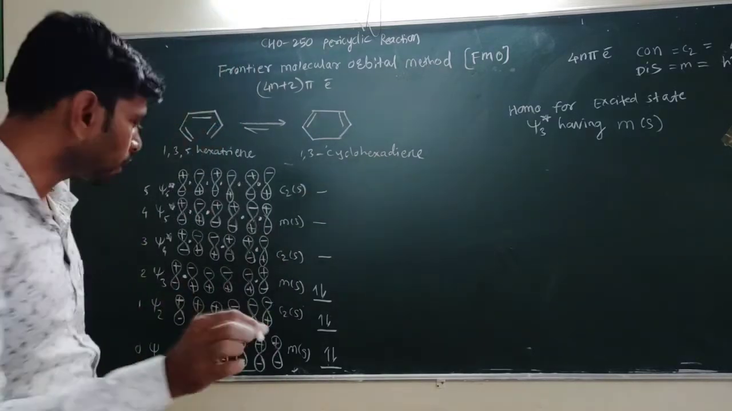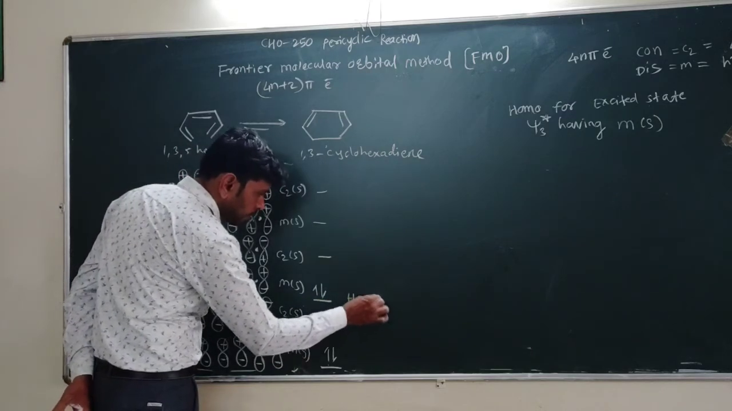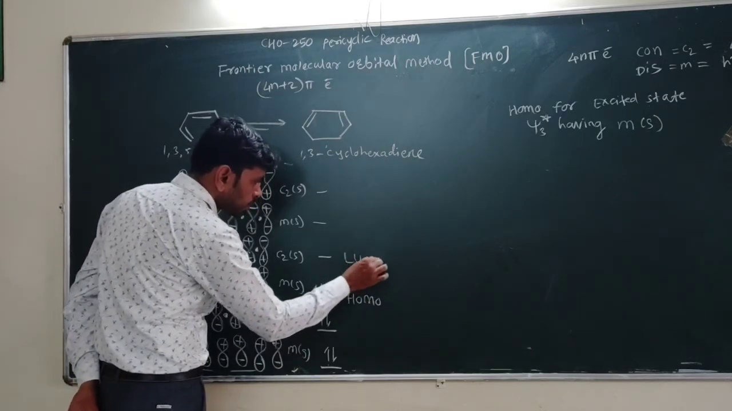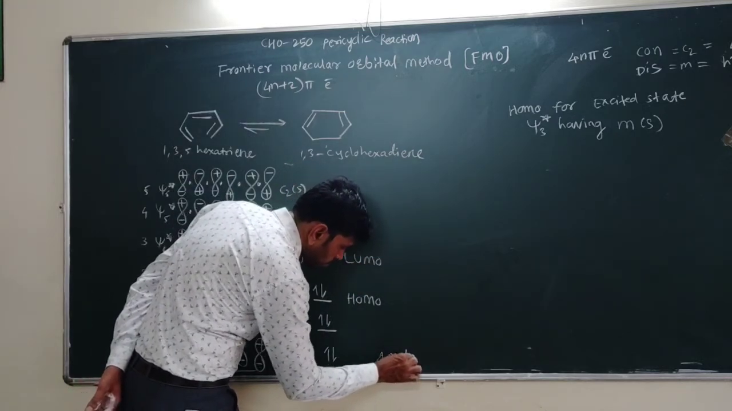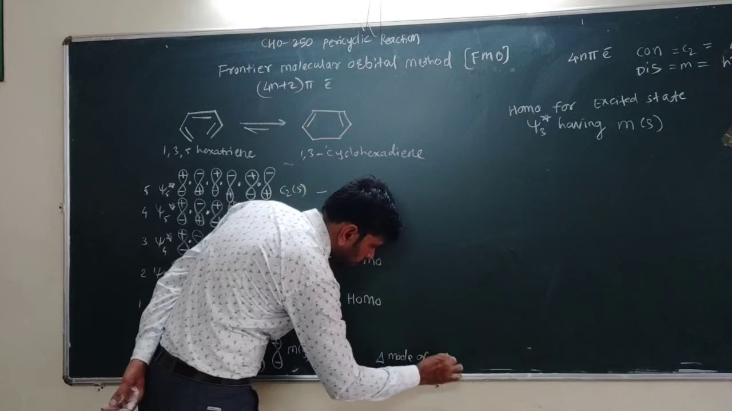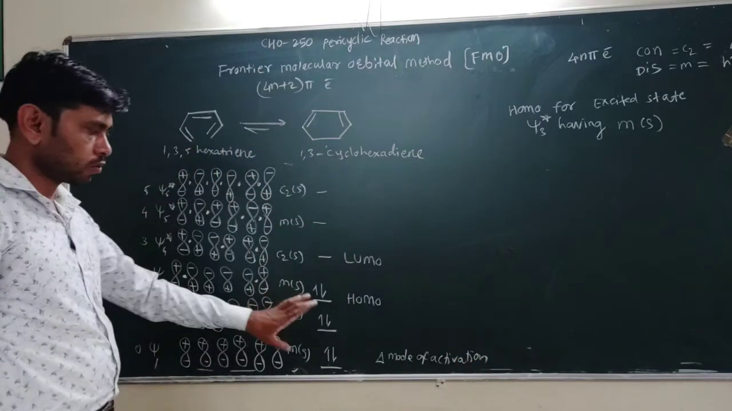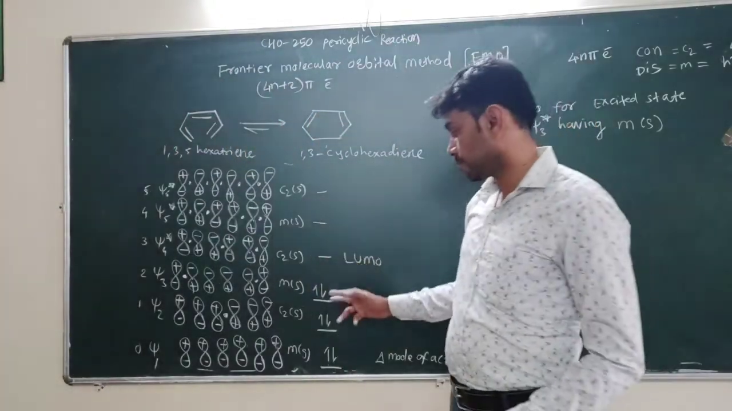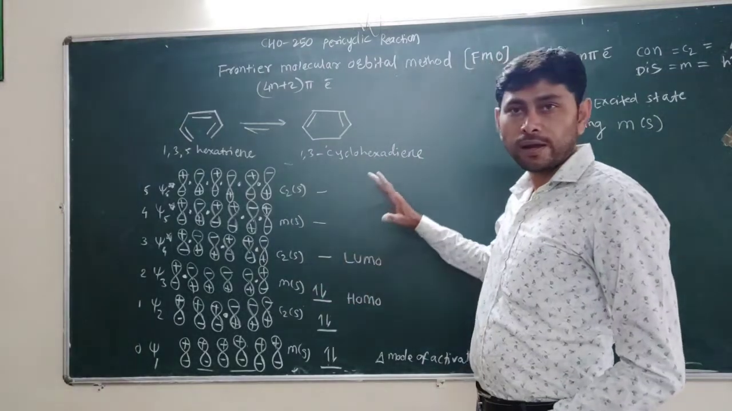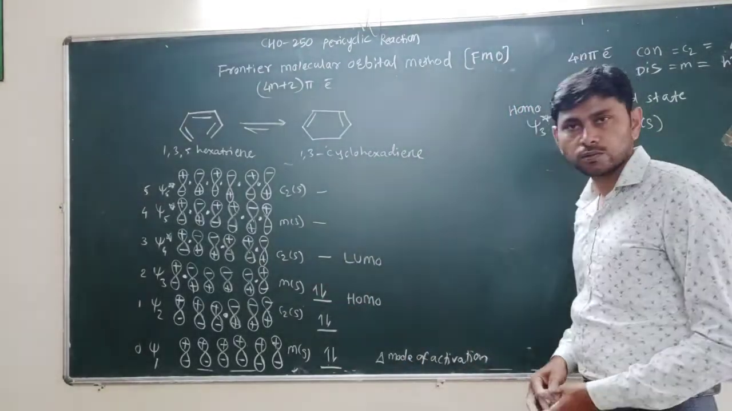We have to decide HOMO and LUMO now. Which is HOMO? The highest occupied molecular orbital, and this is the lowest unoccupied molecular orbital by the thermal mode of activation. So this is the HOMO we have considered. Now the next step, the symmetry of the HOMO, and the photochemical mode, we will discuss in the next lecture.